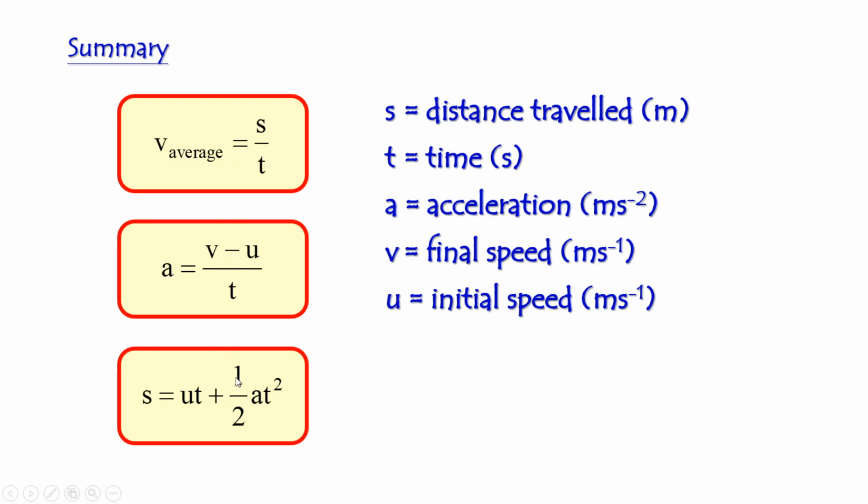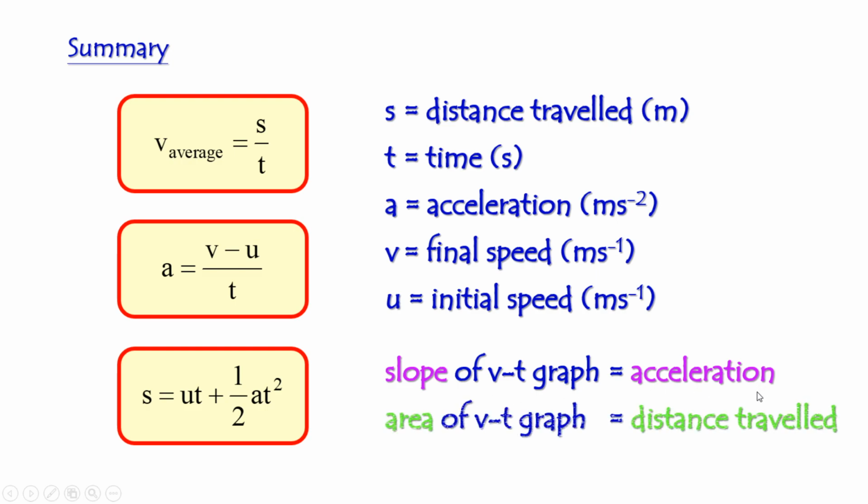And in this last section, we learn about the speed time graph, or simply the VT graph, okay? The slope of the VT graph gives you the acceleration of the object. So apart from calculation, from the equation, you can have another method to find out the acceleration of an object. And also, the area of a VT graph gives you the distance traveled by an object in the journey.